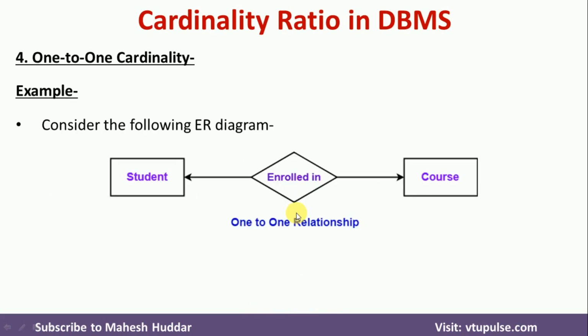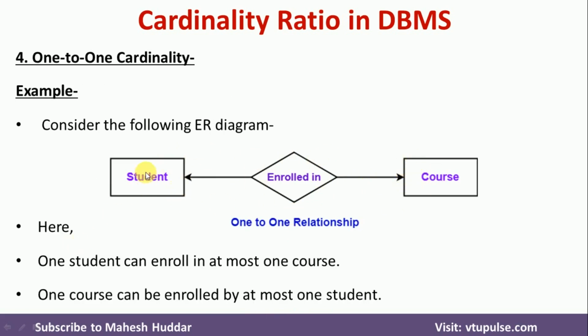Again we will take the same example, but the arrow is towards both the entity sets, towards student as well as towards course here. The meaning of this one is one student can enroll in at most one course, and one course may be enrolled by at most one student in this case. So this is the meaning of one-to-one cardinality ratio here.